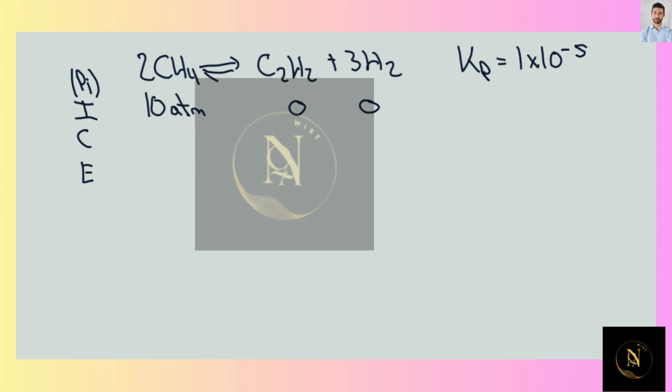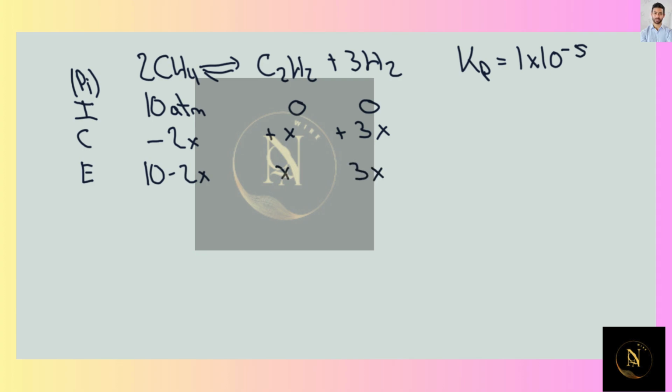So the small x approximation means that the amount of change, the amount that is going to react over here, we're going to call it minus 2x, because I'm multiplying by the stoichiometric coefficient of CH4. In that way, over here we're going to produce plus x and plus 3x. Otherwise, we would have to take a factor of 1/2 and 3/2 if you want to just use directly a value of x. So at equilibrium, we're going to get 10 minus 2x, x, and 3x.